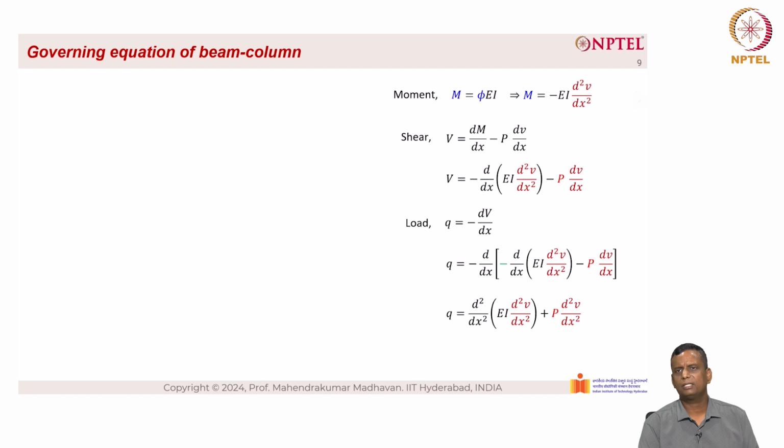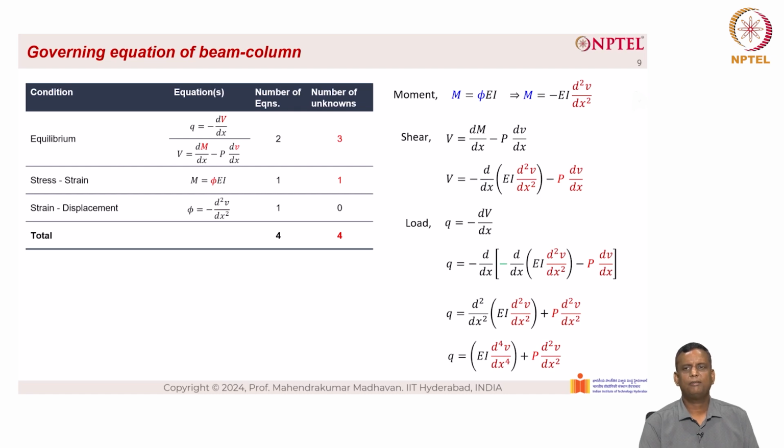So we take the minus common, minus into minus becomes plus. So the entire equation gets rid of the minus. So q equal to d square by dx square into EI into d square v by dx square plus P into d square v by dx square. So q is now given as EI into d power 4 v by dx power 4 plus P into d square v by dx square.